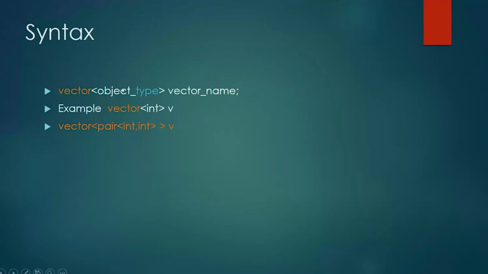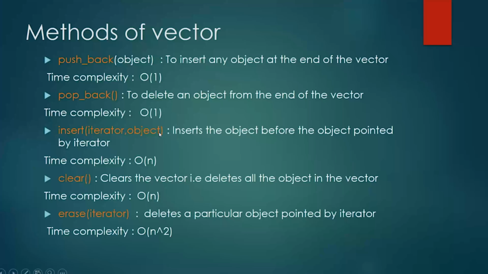You can pass your own user-defined objects or classes also. Here, vector name. So here are some examples. There are some methods of vector. Push back inserts the object which you pass here at the end of the vector. Its time complexity is big O of 1, constant time. Pop back also deletes the object from the end of the vector. Time complexity is the same, big O of 1.